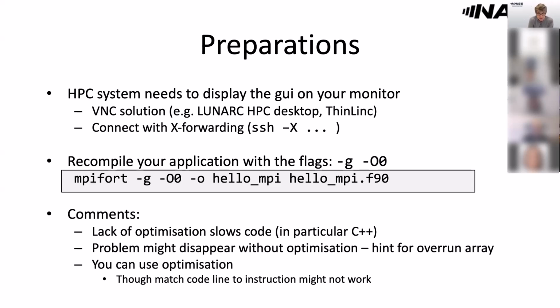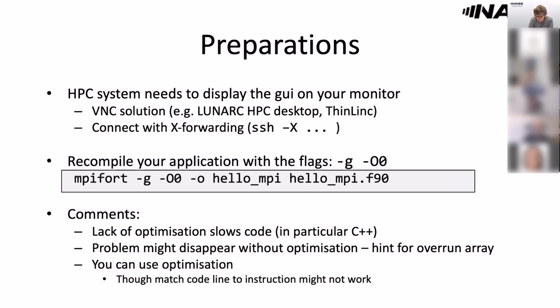So it's a bit of a double-edged sword. The lack of optimization slows code. In particular, if you're working with C++ applications, they often only get decent performance if you start inlining, if you start optimizing, and so the code performance can be slow. The other thing is, if you remove optimization, I have often seen that the problem might disappear without optimization.